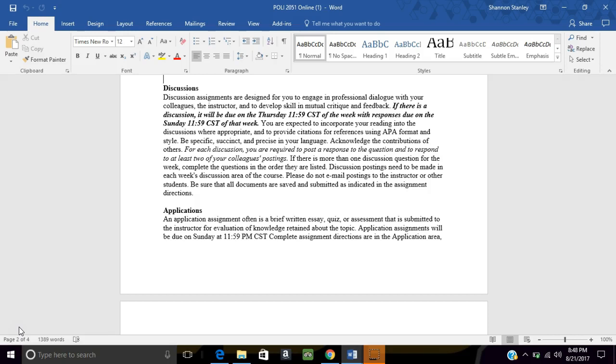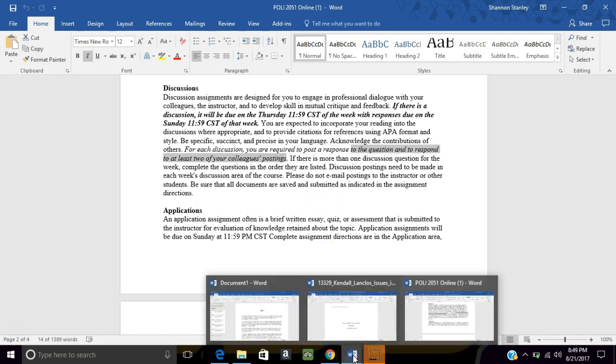When you do your discussions, again, they're 3 to 4 paragraphs in length. You must provide references using APA format. If you don't know what APA format is, there is a ton of information available on the internet. Okay, and there's more information in the syllabus in this little section here as well. So you will initially make a discussion post yourself, and you will respond to at least 2 of your colleagues. All right, that is also important as well.